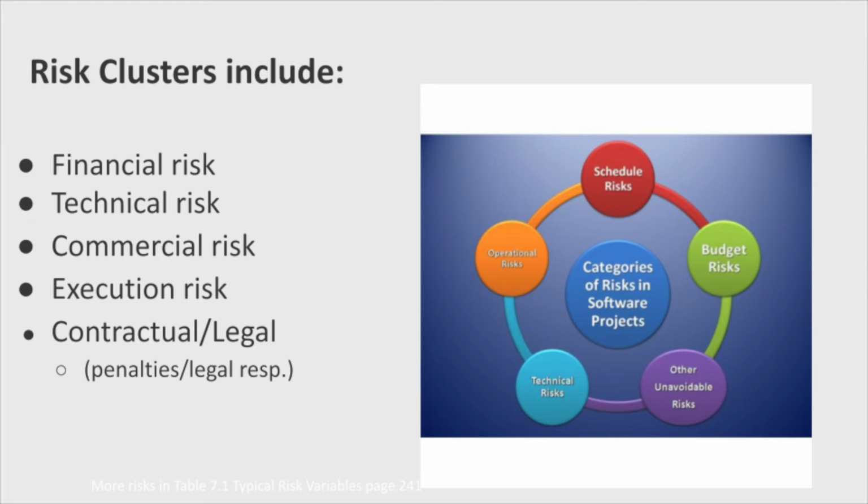So we can think of risk along a number of clusters. We'll call them risk clusters. Financial risk, anything involving money. Technology risk, anything involved in technology and what can change in technology. Commercial risk, competition, business environment, these things. Execution risk, which is doing it when we actually do it. And contract and legal risk. If we sign a contract with someone to pay them or sign a contract to do something for them, what are the risks involved there as we move through that?